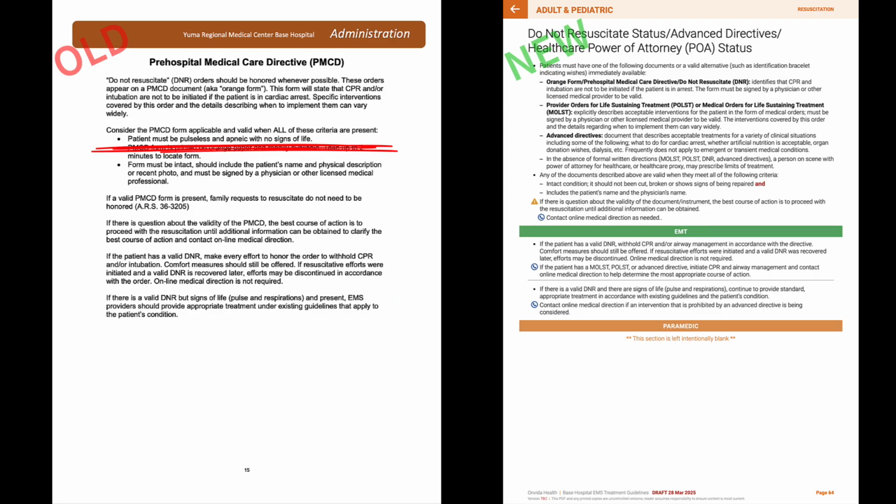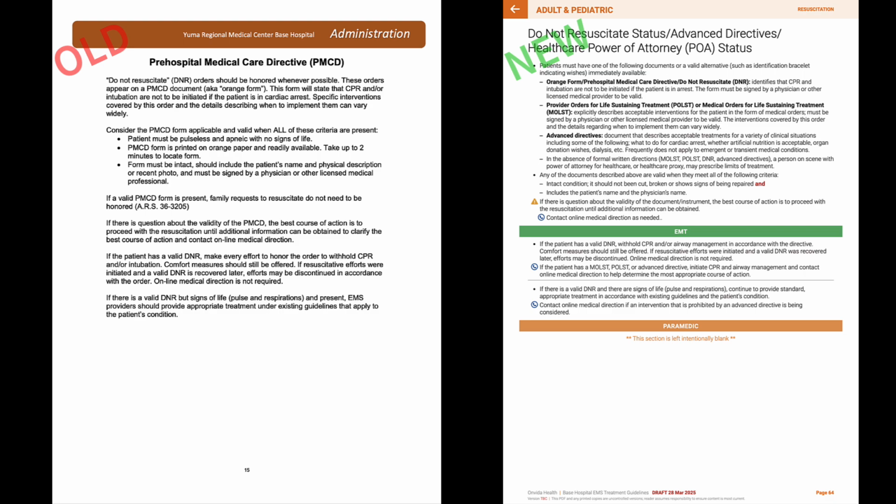We did remove this 2-minute time limit in order to find the DNR form. Instead, the more appropriate course of action is to go ahead and start resuscitative efforts, which you can always stop later if the DNR form is eventually found. If you have the resources available on scene, someone from the crew can continue to look for the form while the rest of the crew is working on the patient.